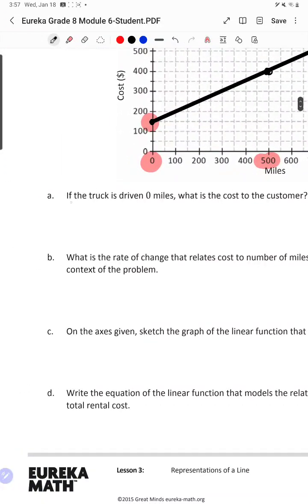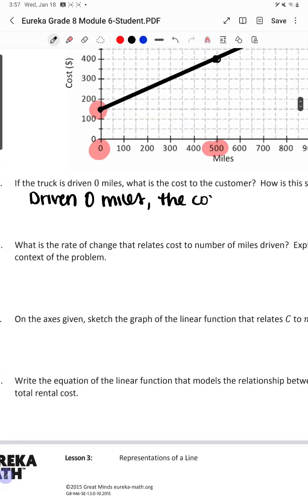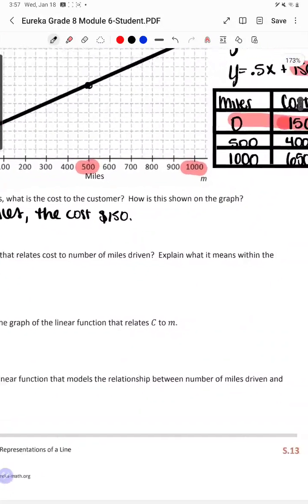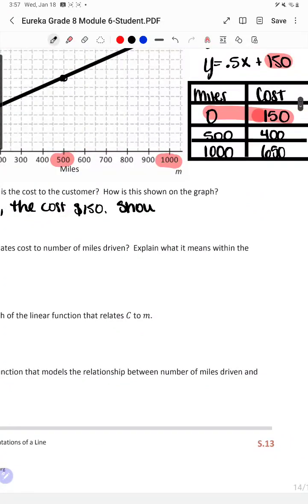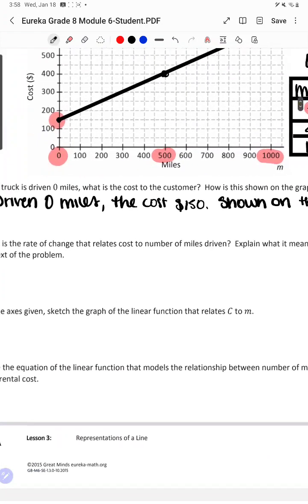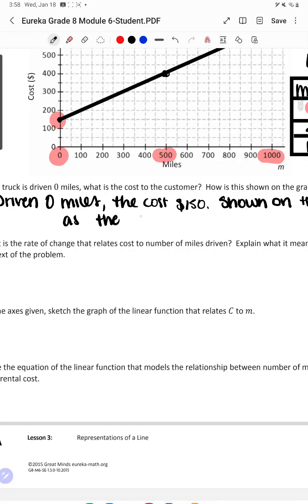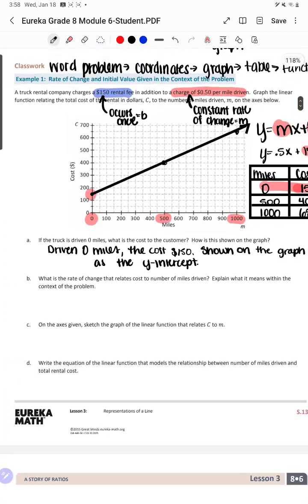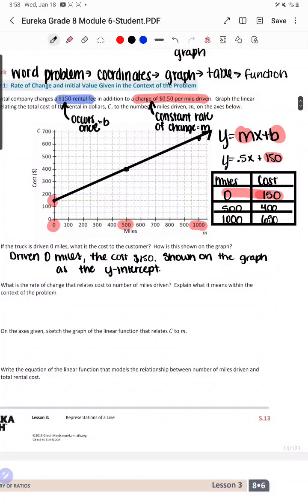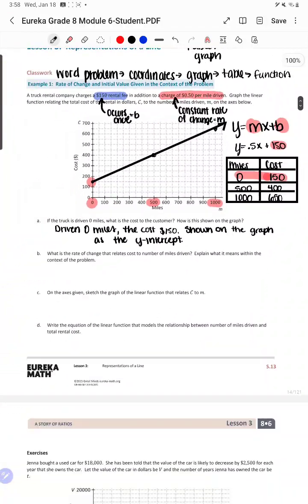Okay, so driven 0 miles, the cost is $150. And this is shown on the graph as the y-intercept. Okay, remember, y-intercept occurs whenever x is equal to 0. Y-intercept is the y value whenever x is equal to 0.